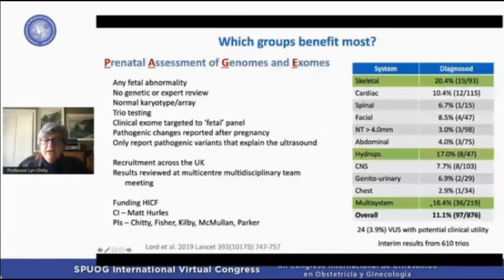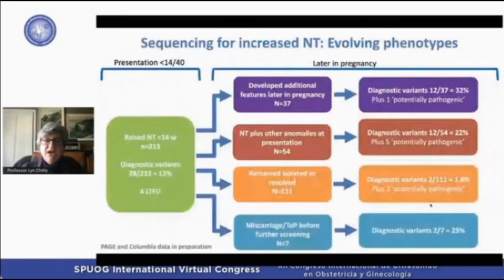Just one word about nuchal translucency, because I know that we're all measuring nuchal translucency now. And of note, those babies who presented with nuchal translucency and either had other abnormalities at presentation or other abnormalities that develop later in pregnancy, then you can see that the diagnostic rate of exome sequencing here was between 20 and 30%. So nuchal translucency plus another abnormality is a good indication for exome sequencing. But for those cases which had an increased nuchal translucency that either remained isolated or resolved, then the diagnostic rate was very low.